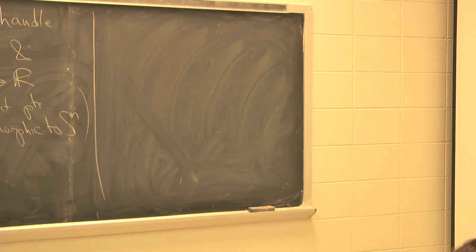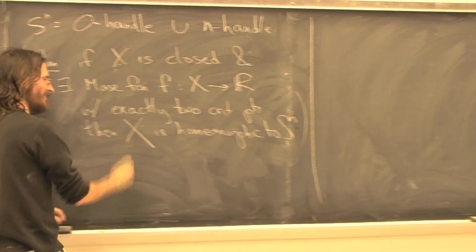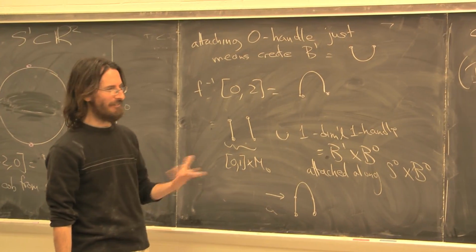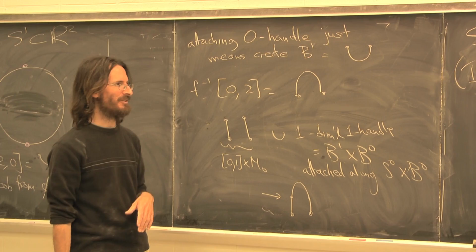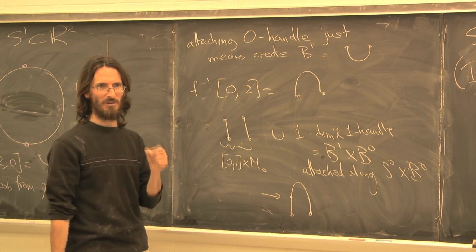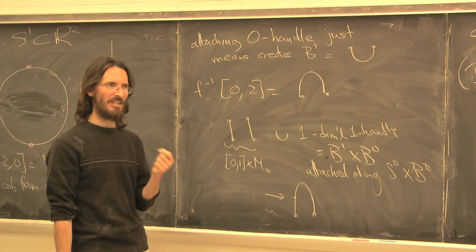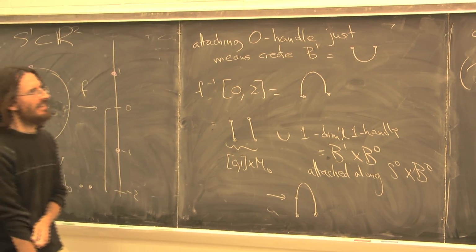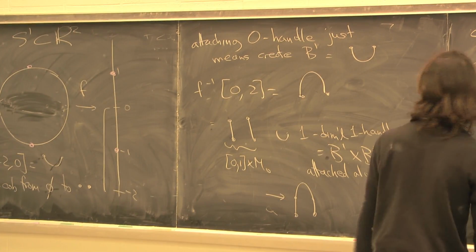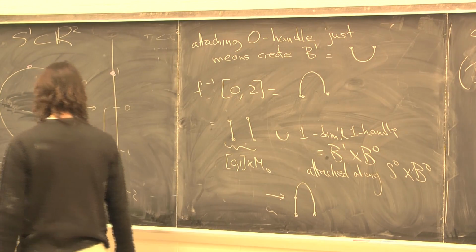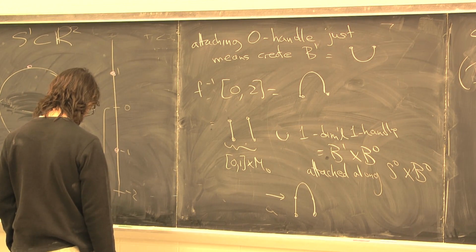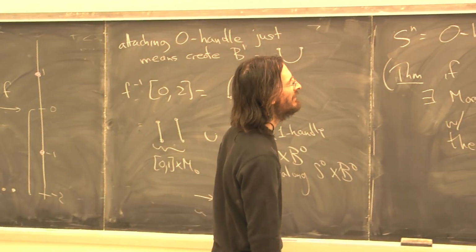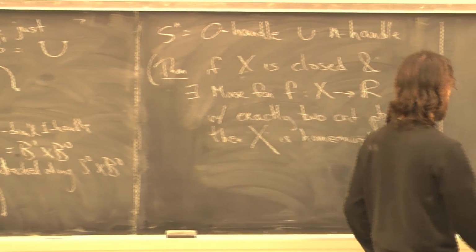There are examples of 7-dimensional manifolds that have Morse functions with 2 critical points, a single min and a single max, which are not diffeomorphic to S7. So anyway, there are more interesting examples than that.